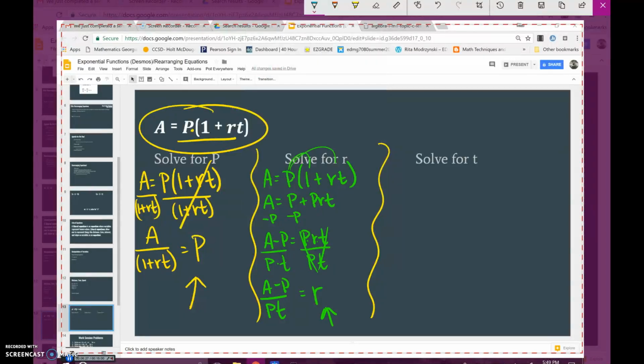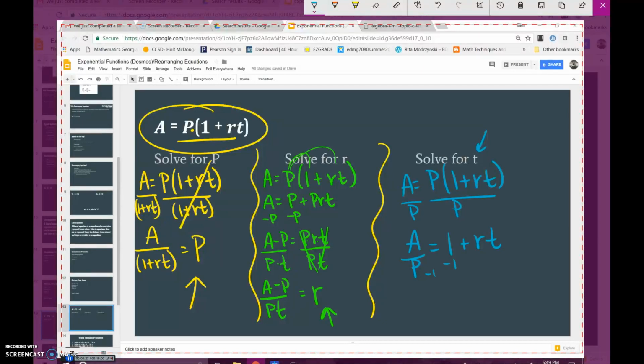Let's try our last one. We have A equals P times 1 plus RT. We're going to solve this one for T. So this time we won't do distributive property. We'll look at a different way to do this. So let's divide by P first to get that larger quantity away. So we have A divided by P equals 1 plus RT. I took away these parentheses because now that we're not multiplying by P, we don't really need them anymore.